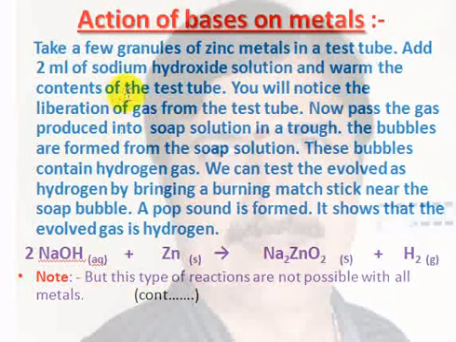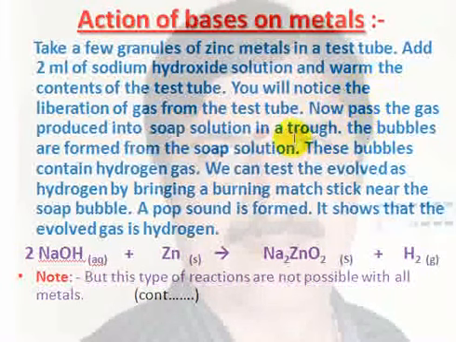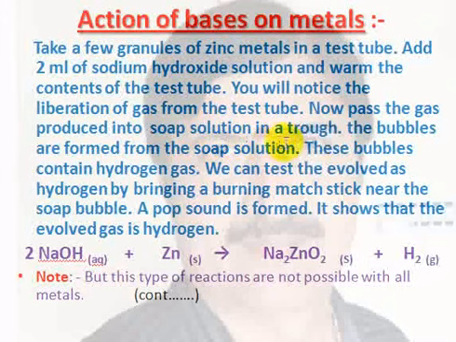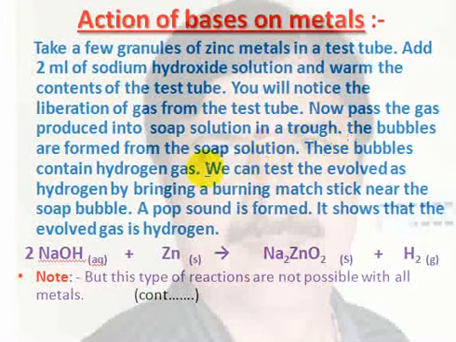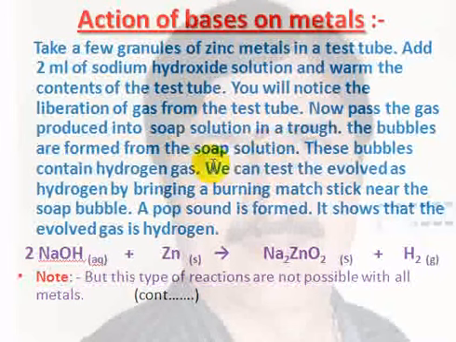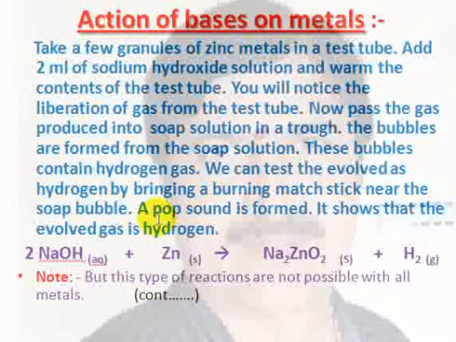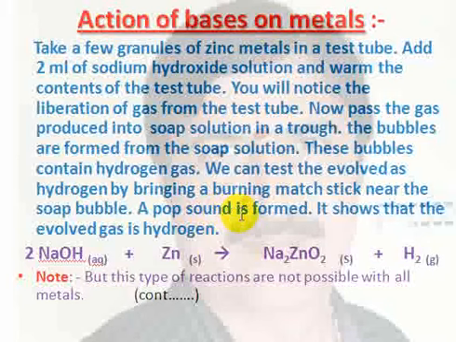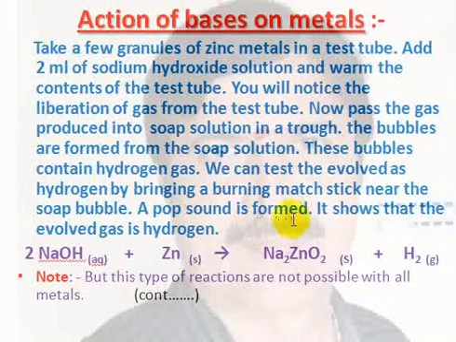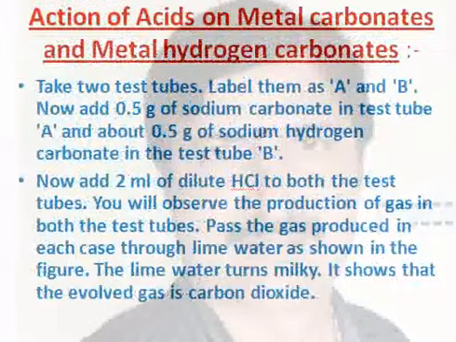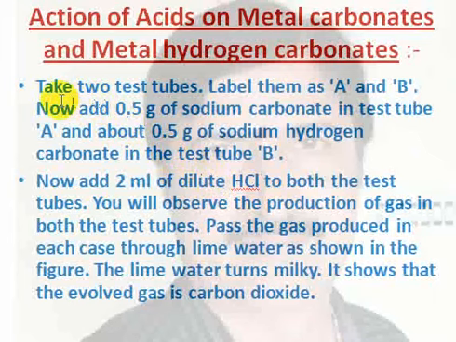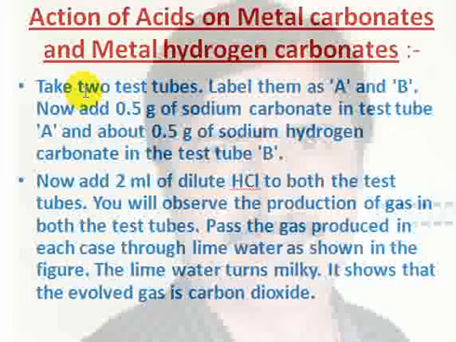You will notice the liberation of gas in the test tube. Now pass the gas produced to the soap water present in the trough. Bubbles are produced in the soap solution. These bubbles contain some gas. If you bring a burning matchstick near the soap bubbles, they burst with a pop sound. It shows that the evolved gas is hydrogen. Okay, so with this you have learned that if acids or bases react with metals, hydrogen gas is liberated.